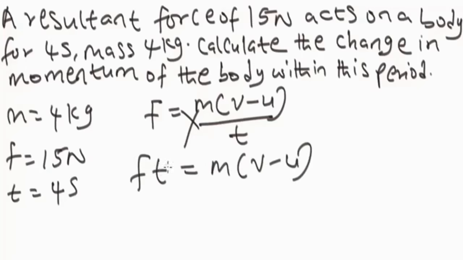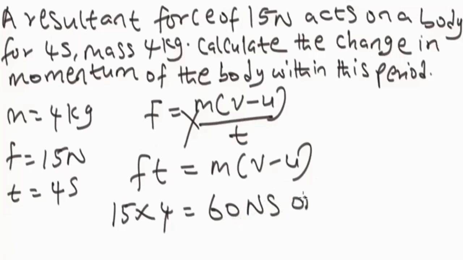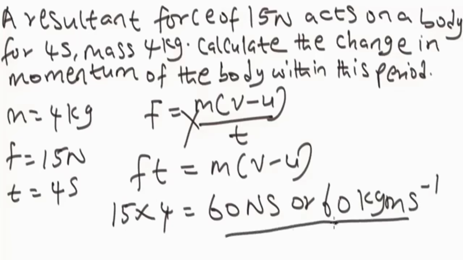From this expression we can deduce that the change in momentum of this body within this time, since we have our force, will be 15 times our time, 4, which is 60 Newton seconds. So this will be the answer to this problem. You either leave it in this unit or write 60 kilogram meter per second. Either of the units will work.